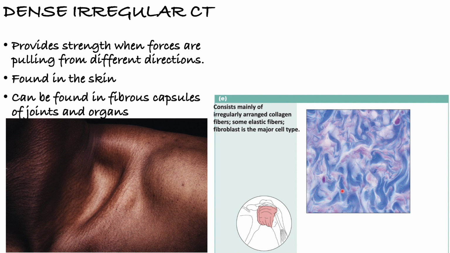And we can also find this in fibrous capsules of joints and organs. When you're saying, oh, range of motion, the fact that you can rotate your shoulder joint, for example, in a circular pattern, circumduction, this is due to dense irregular connective tissue. So we're going to see more elastic fibers here. We're going to see that fibroblasts are a major cell type here. The collagen fibers are arranged in a very irregular pattern.